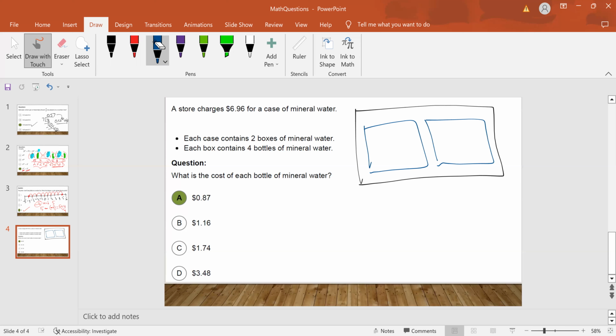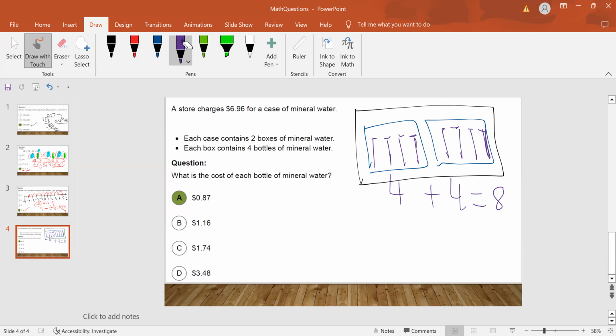Now each box contains what? 4 bottles. Okay, so let's draw our bottles like this. 1, 2, 3, 4. Same thing here, 4. And they say what is the cost of each bottle of mineral water? How many bottles of mineral water do we have here? 8, because we have a 4, we have a 4, so we have 8.